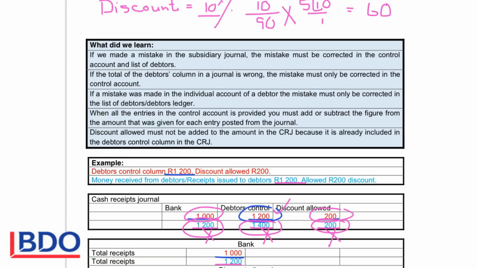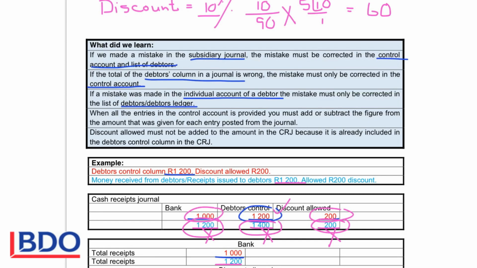What did we learn today? If we made a mistake in the subsidiary journal, the mistake must be corrected in the control account and in the list of debtors. If the total in the debtors column in the journal is wrong, the mistake will only be corrected in the control account because there were no mistakes in the journal, so the entries were posted correctly to the debtors accounts. If the mistake was made in the individual account of the debtor, it will only be corrected in the debtors list and in the debtors ledger because there is no mistake in the debtors control.